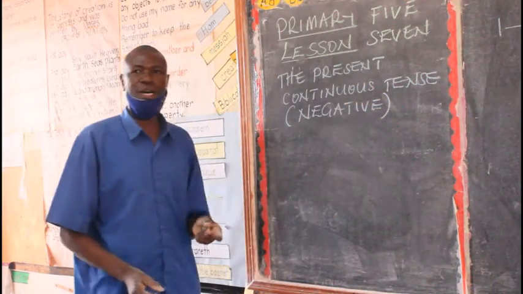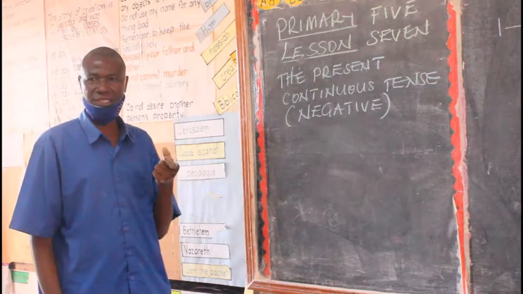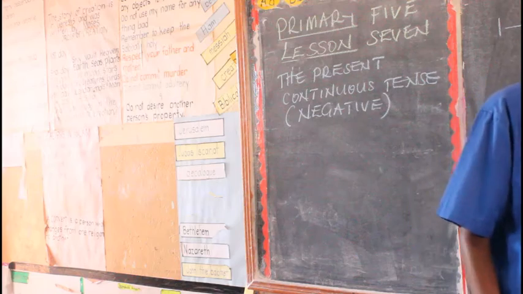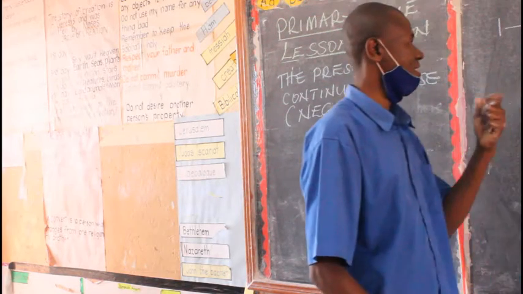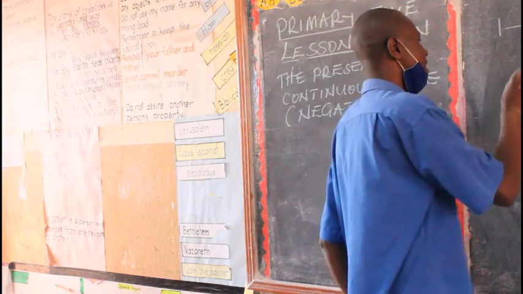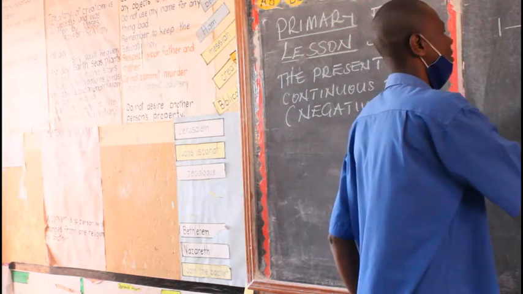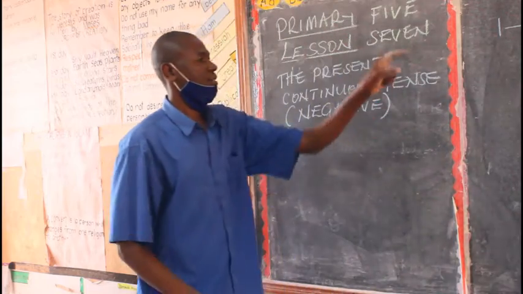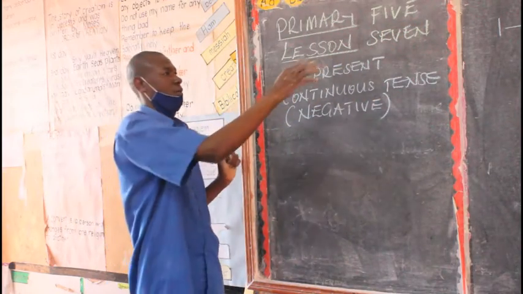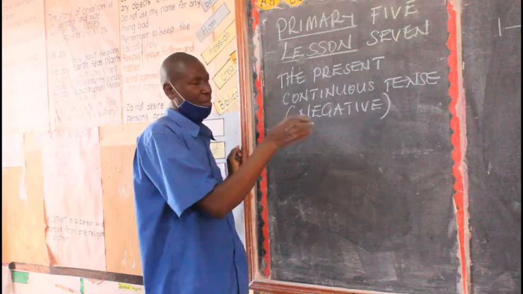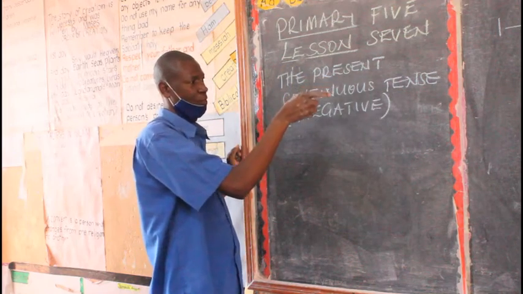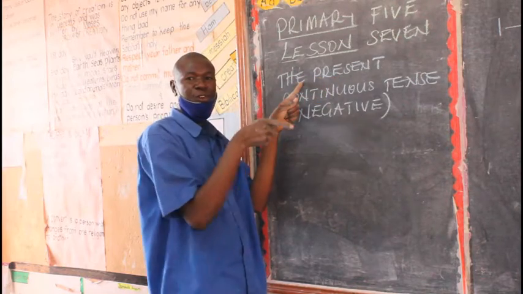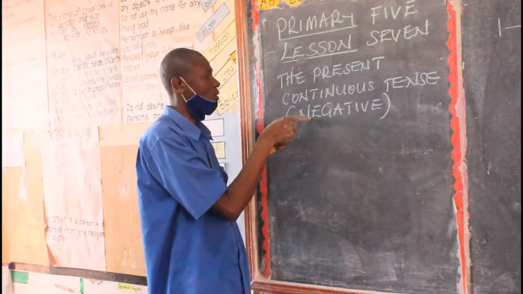And we say that for a tense to be called continuous, the main verb must add ing. For example, teach as a main verb, it must be teaching. So that is what we talked about the other time under the present continuous tense. So still we are looking at that very tense, but in a different form. That is what we call negative.